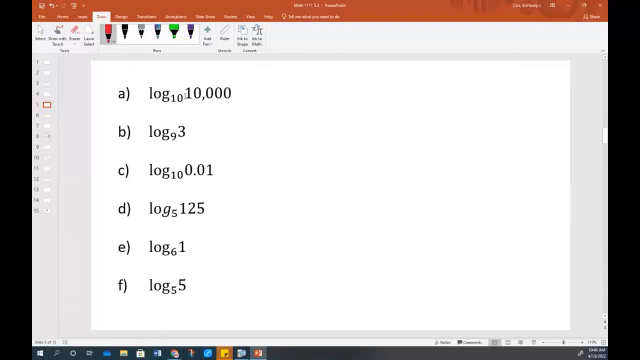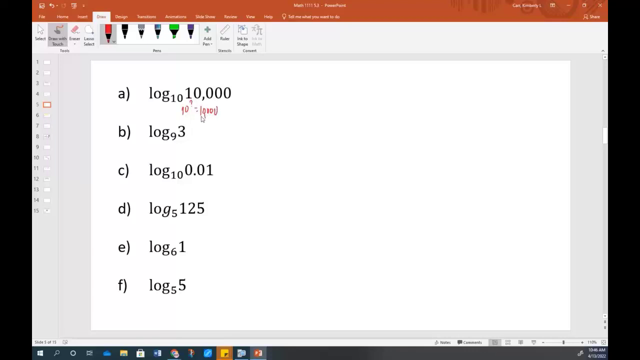This means, what is the power? That's what a logarithm is. What is the power that you must raise 10 to? That's really what it's asking you to think of. What is the power that you need to raise 10 to get it to equal 10,000?